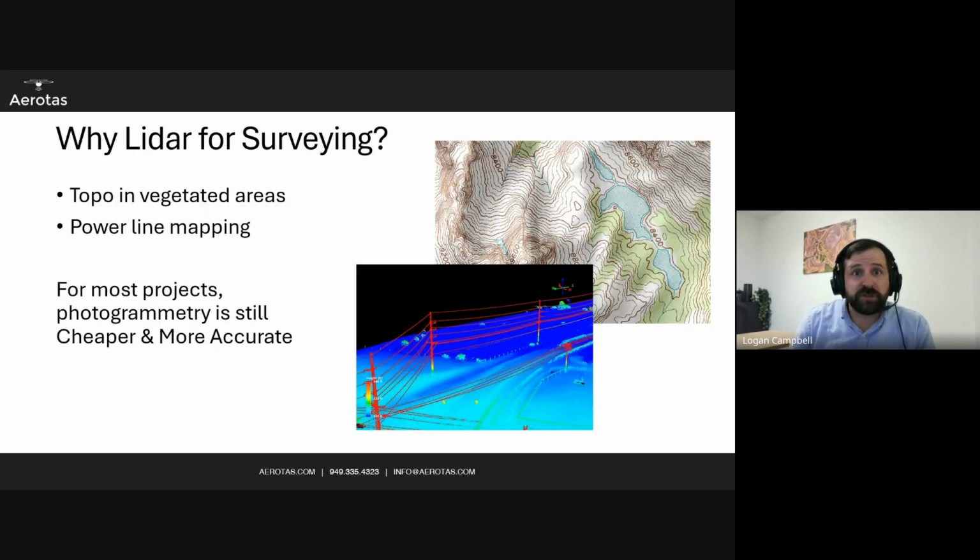So why should you use LiDAR for surveying, though? Topo and vegetated areas, power line mapping, those are the big ones. If you need topo, if you need to be able to get data underneath trees, underneath vegetation, then LiDAR is a very, very good solution. But for, I'd say, most, that is changing. For many projects, photogrammetry is still cheaper and more accurate.